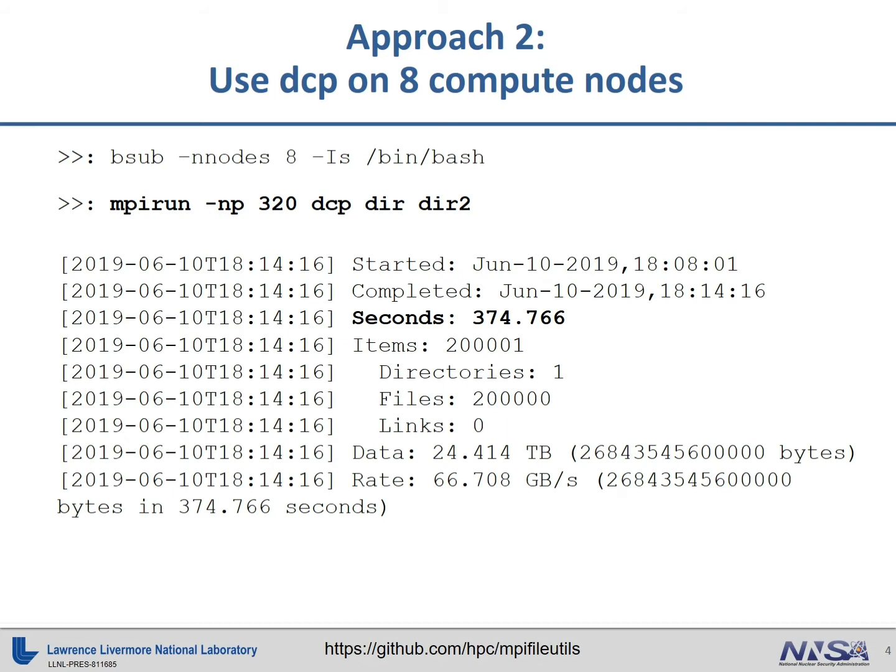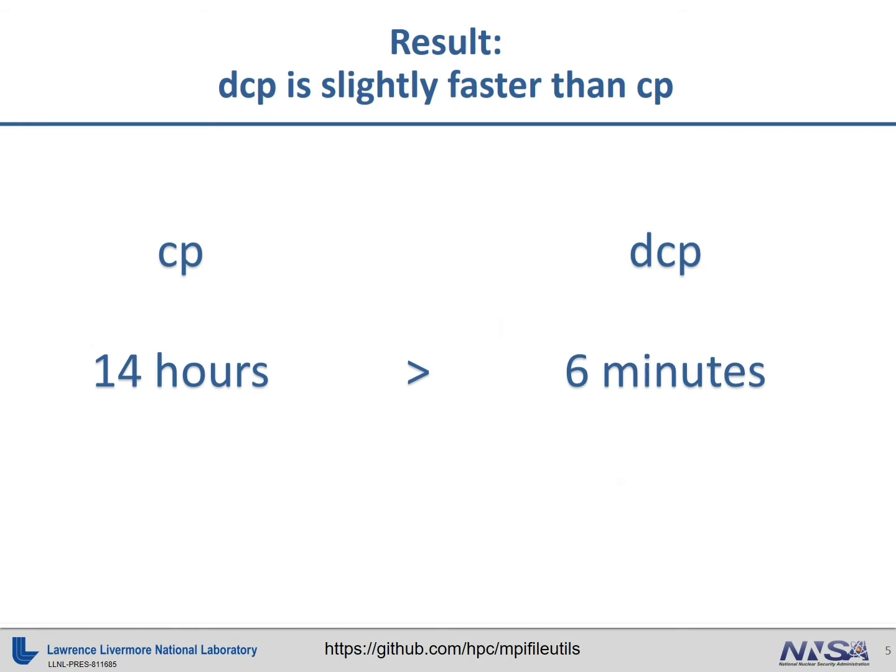All right, so what do we learn? To summarize, dcp is just a little bit faster than cp. The cp command would have taken 14 hours. dcp finished in 6 minutes. It's 140 times faster. Think about that though. What used to take you 14 hours, you can now do in 6 minutes.